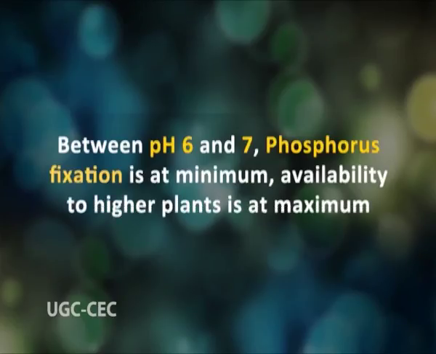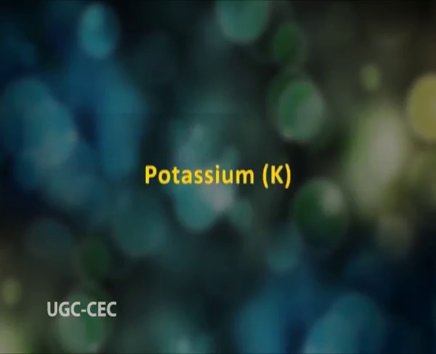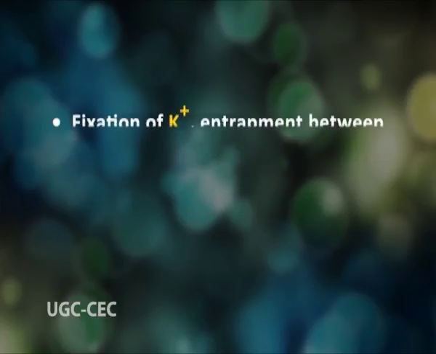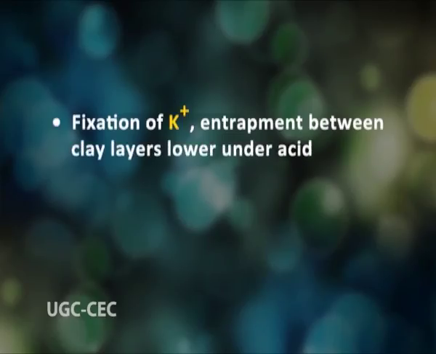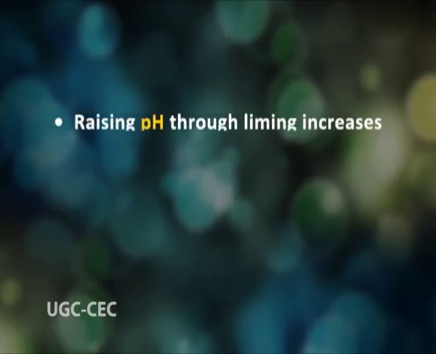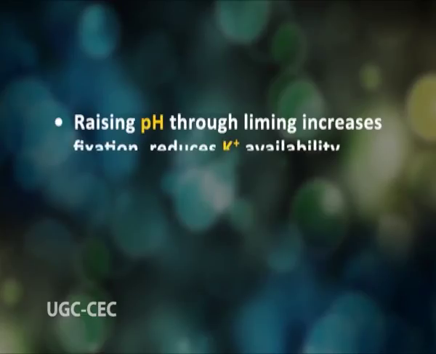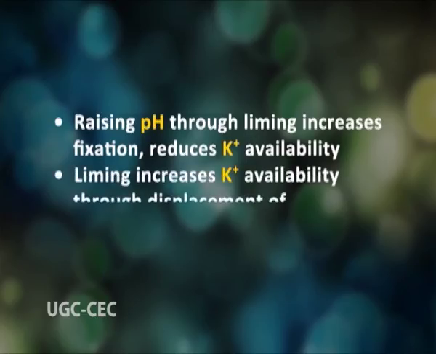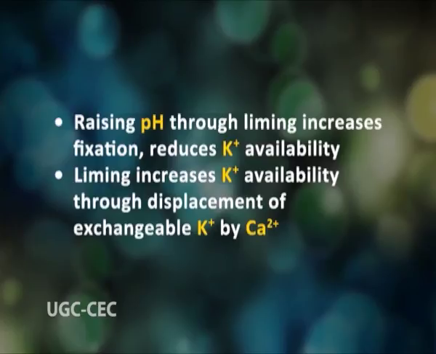at maximum. Now potassium. The fixation of potassium and entrapment at specific sites between clay layers tend to be lower under acidic conditions. This situation is thought to be due to the presence of soluble aluminum that occupies the binding sites. Raising the pH through liming would increase fixation and reduce potassium availability. However, this is not the case, at least in short term. Liming increases potassium availability, likely through the displacement of exchangeable potassium by calcium.